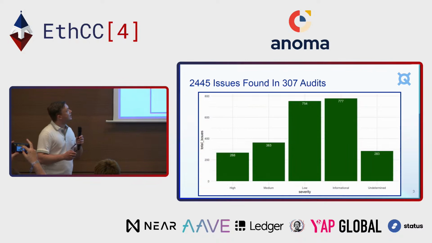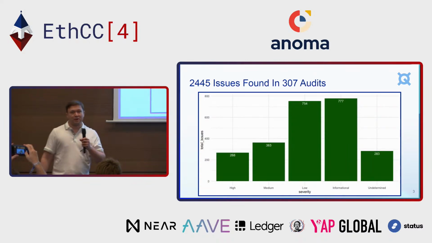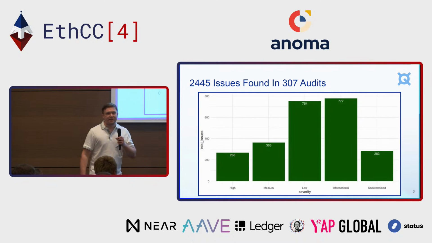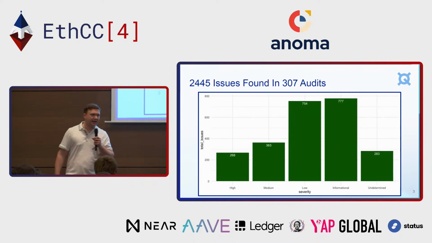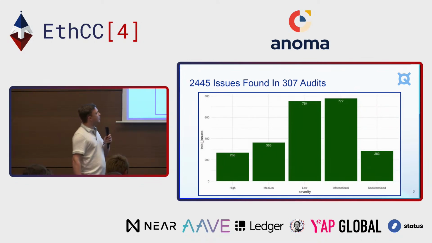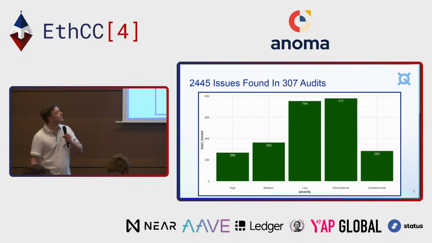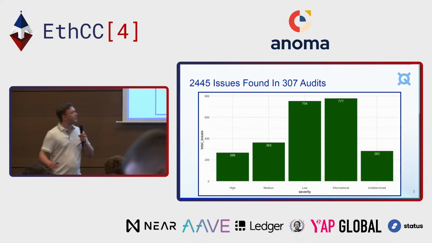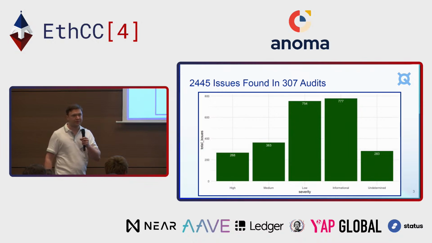That's enough about me. About the talk. Over almost 4 years now, we've done 307 audits completed. And through those audits, we found a total of 2,445 issues. And you can see on this slide, they've been broken up according to their severity level. It's pretty normal that the high severity issues are less than medium, low, or informational.